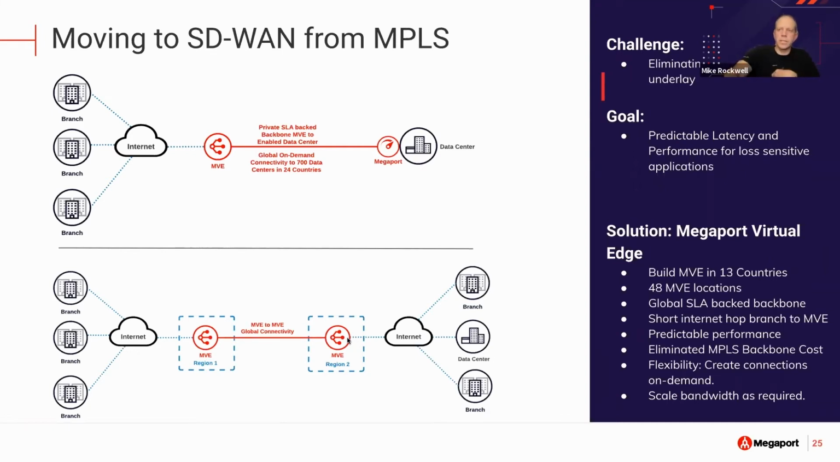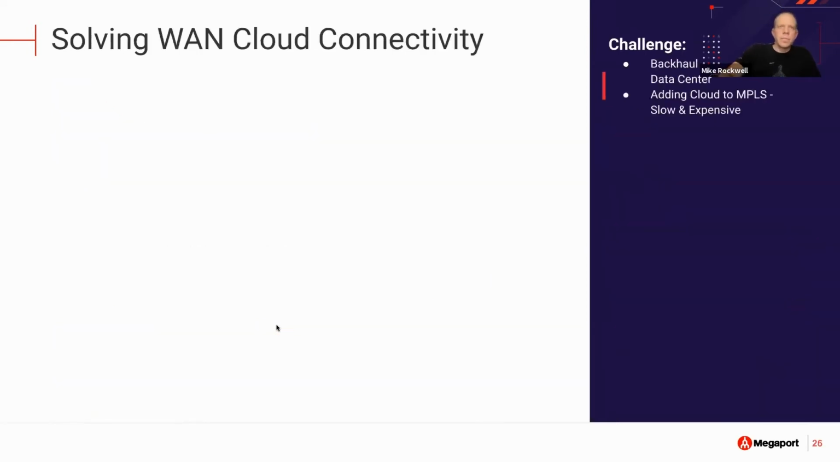13 countries, 48 locations. So you are getting that SLA backbone, short hop across the internet. So you're seeing very similar performance that you would from that traditional MPLS network from point A to point B. And then you have the flexibility to expand your network as you grow. So you're not locked into some long-term contract where you're paying for a 1 gig link or a 10 gig link. You're able to flex that capacity up and down as the business scales.